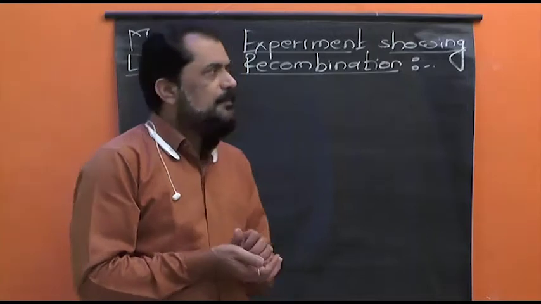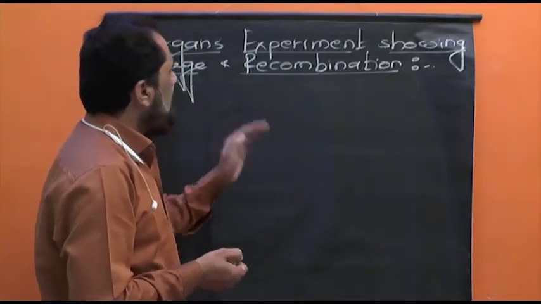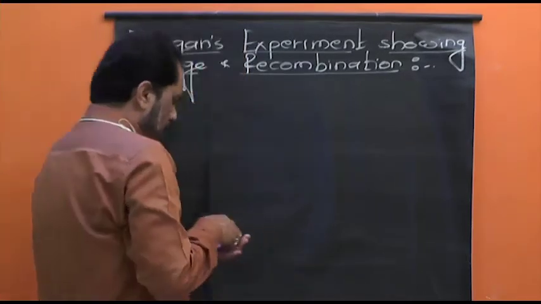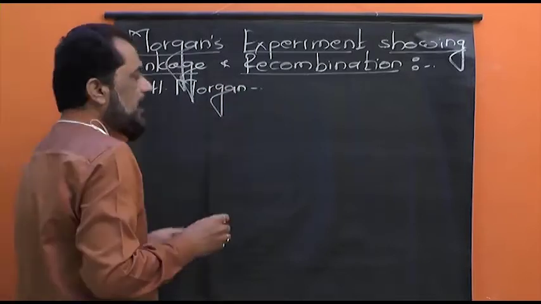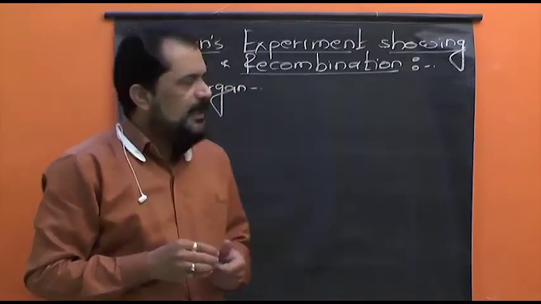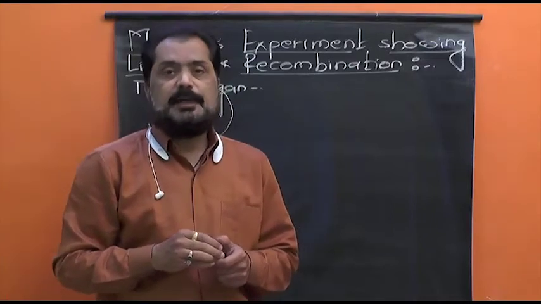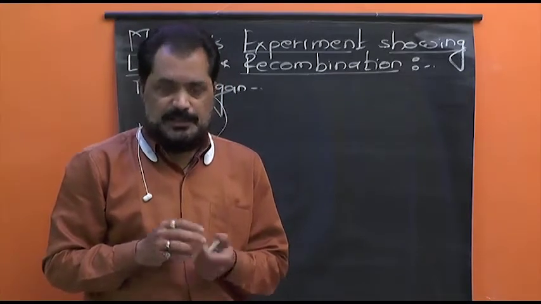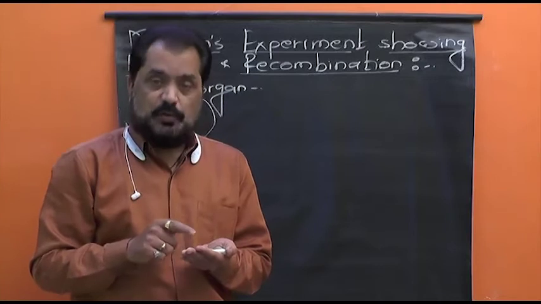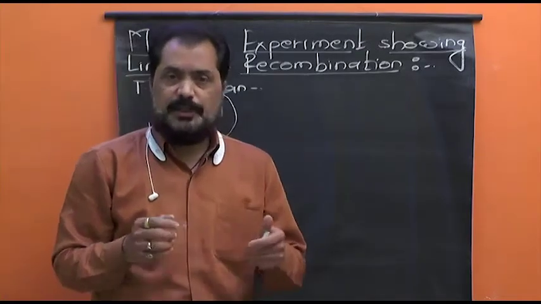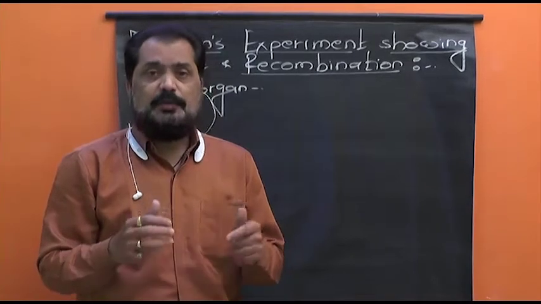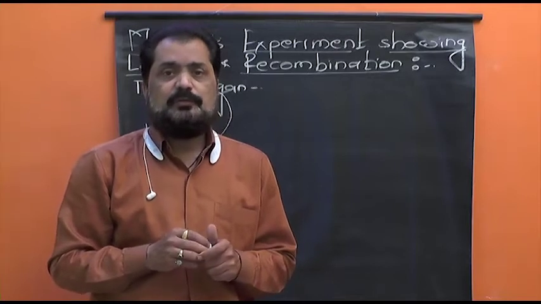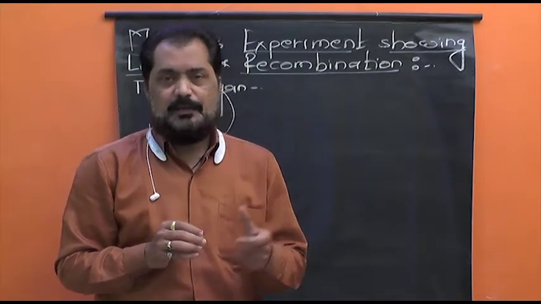Now here we have to study about Morgan's experiment showing linkage and recombination. T.H. Morgan was an American biologist, and he discovered many different phenomena such as linkage, sex linkage, crossing over, that is recombination, etc. He discovered all these phenomena by performing experiments on the fruit fly, that is Drosophila melanogaster.